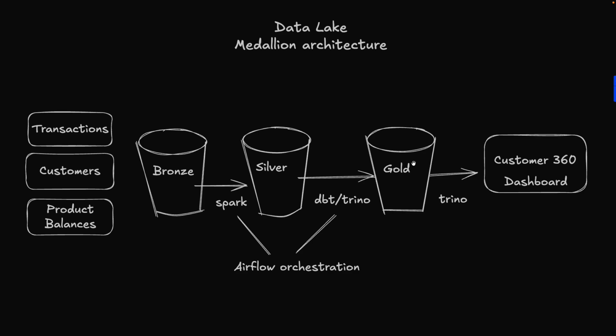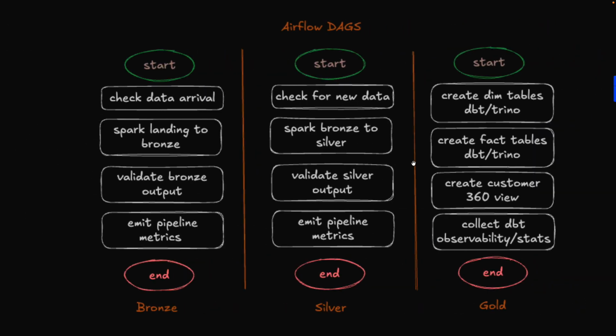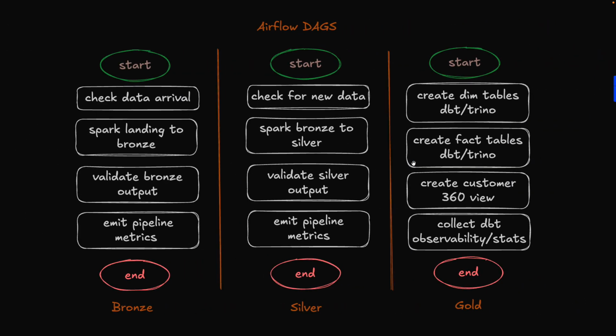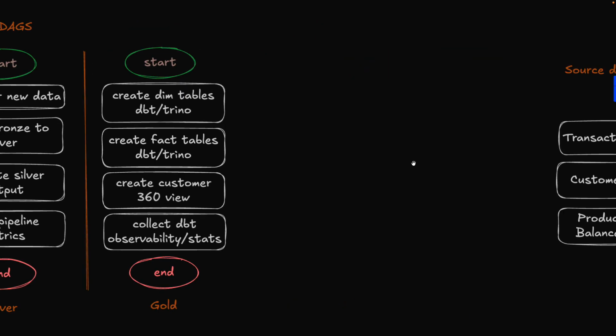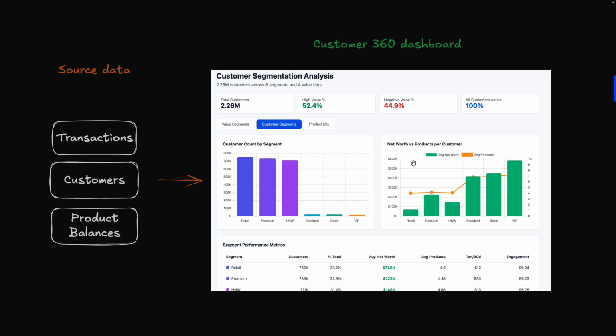Our DAGs are very similar, all process data from one layer and write to another. Before we run our processing, we check the availability of the data, and after we have processed the data, we validate and emit the performance metrics of the data and the pipeline to our ClickHouse-based backend. We have a nice looking dashboard which offers insights over our customers and the segments.